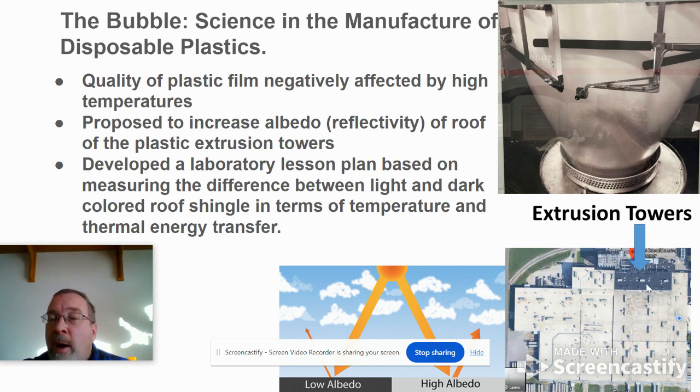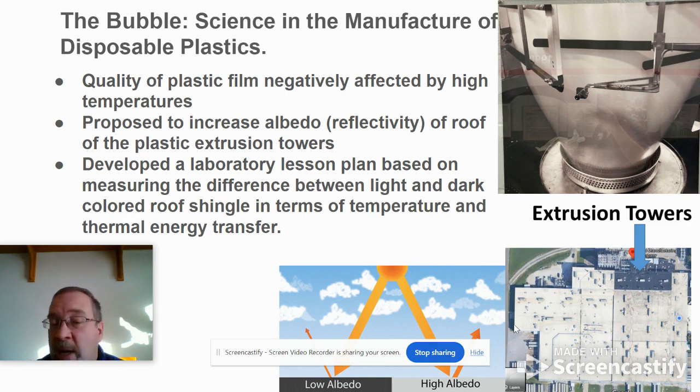And here shows the black roofs where the extrusion towers and these bubble film production occurred. After suggesting that, I developed a laboratory lesson plan based on this to measure the difference between light and dark colored roof shingles in terms of temperature increase, which is a measure of albedo, and thermal energy transfer.